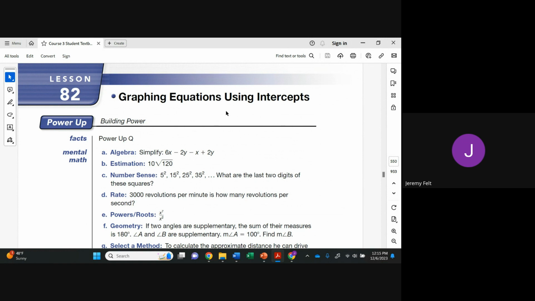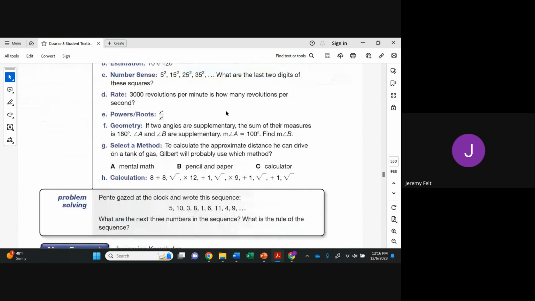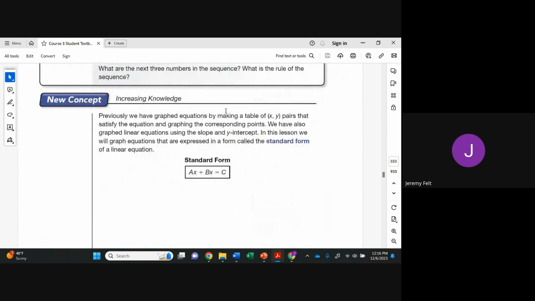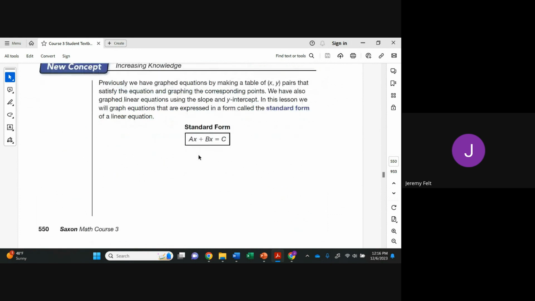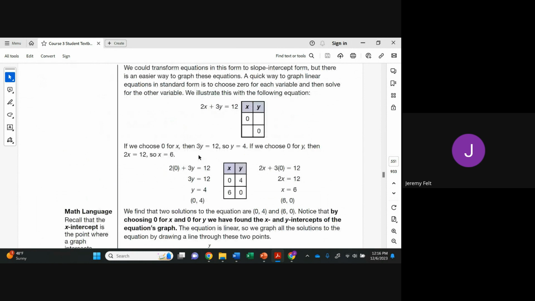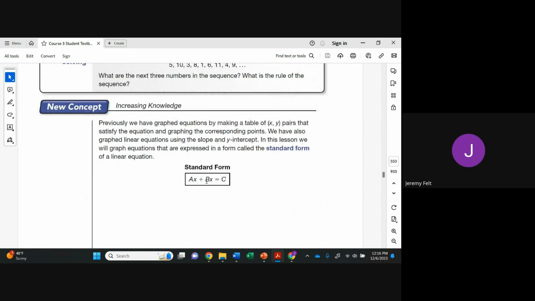So lesson 82, we're graphing equations using intercepts. So we have standard form right here. I think the PDF, for whatever reason, doesn't match up with your book. It should be Ax plus By equals C. So this is the standard form of a linear equation, and it should be on your reference sheet. We combine like terms, and we have x and y in our linear equation.